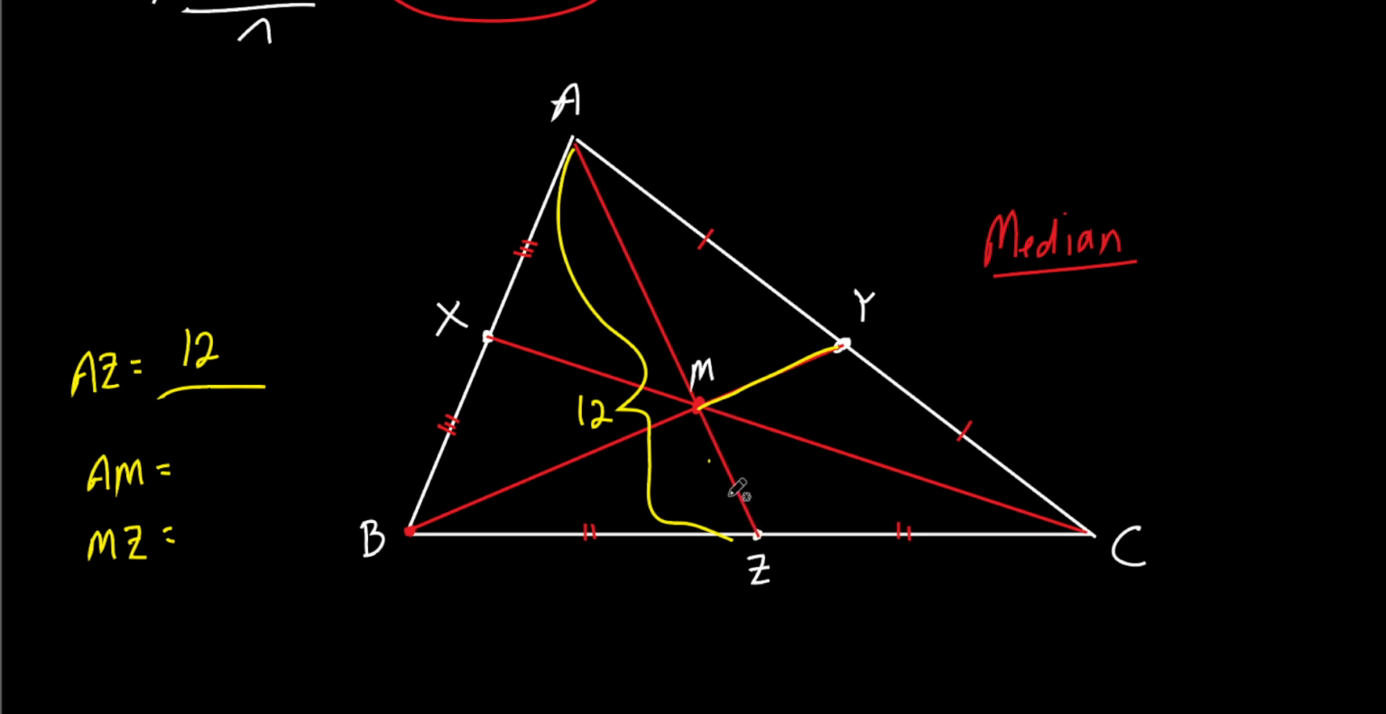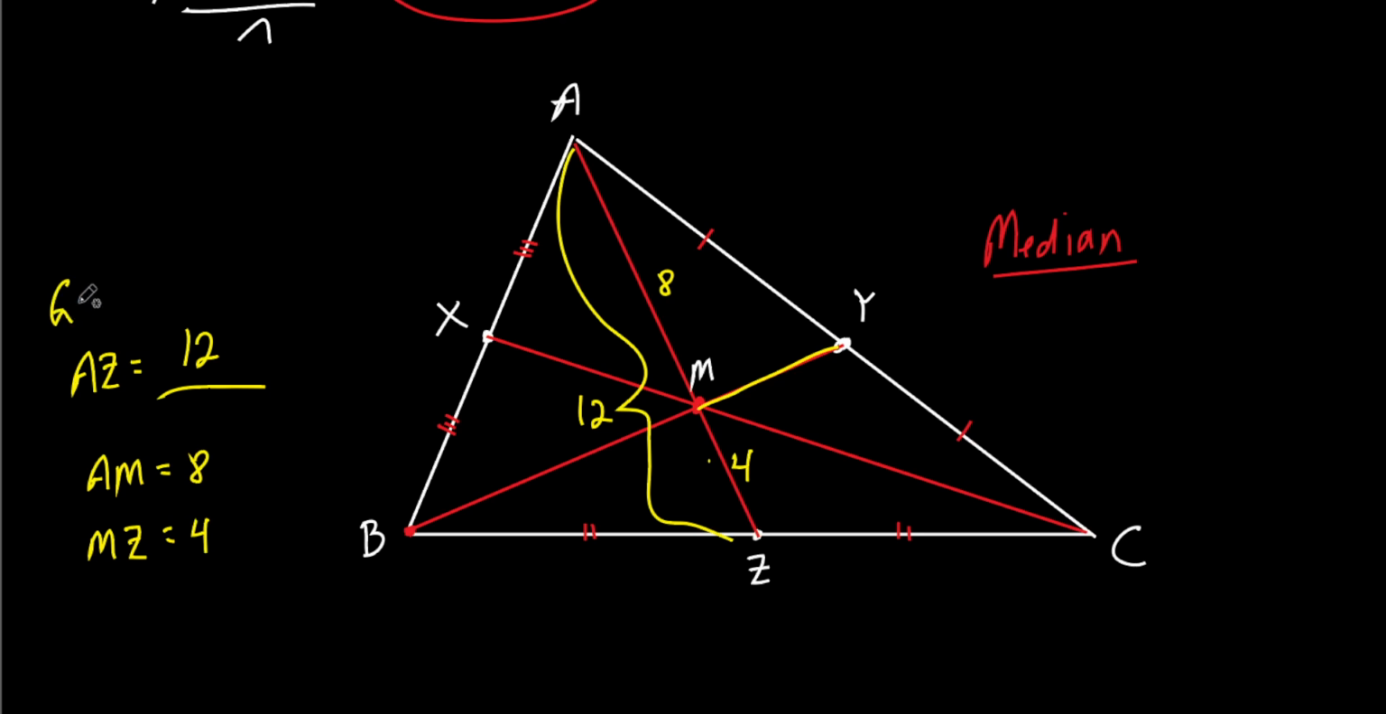Remember, this is 1/3. The shorter one is 1/3. The longer one is 2/3. So this is 1/3, or divided by 3. What's 12 divided by 3? It's 4. And now this one, AM, should be easy. If you know the short one, you should know the longer one. So what's AM? It's 8. You see that? So AM would be 8 and MZ would be 4.